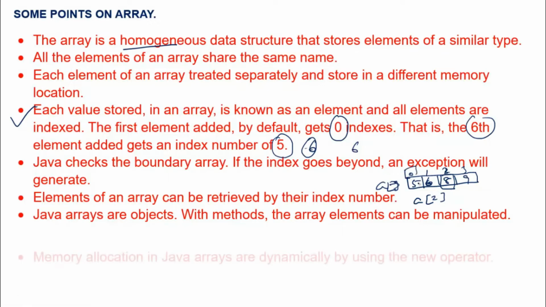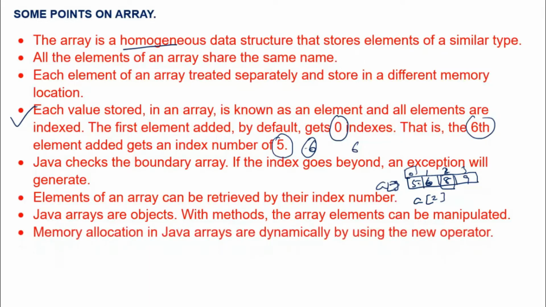Now memory allocation in Java is dynamic, done using the new operator. When we create a Java array, we create the object with the new operator, so it is dynamic. Arrays can be multidimensional.